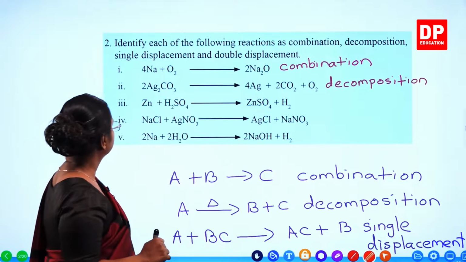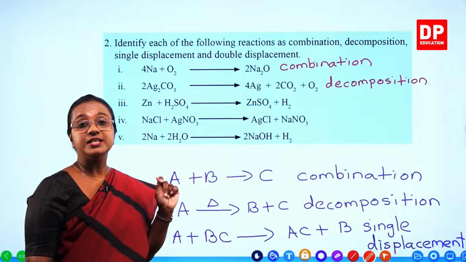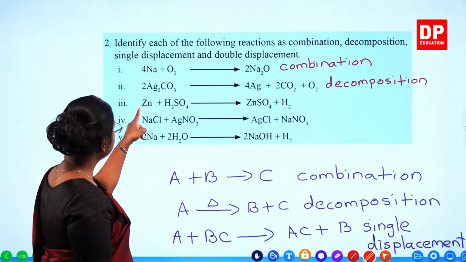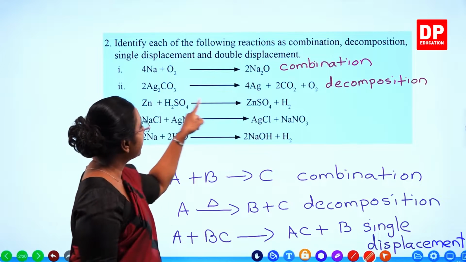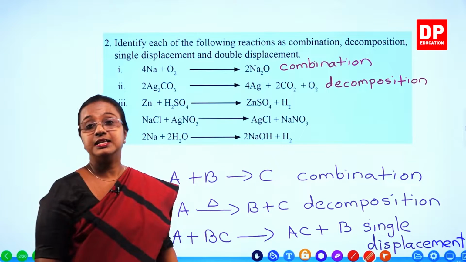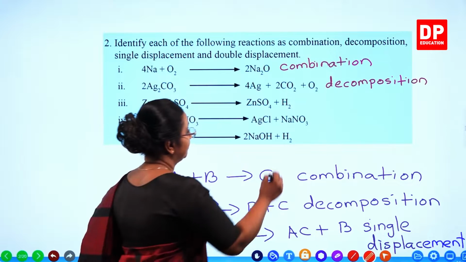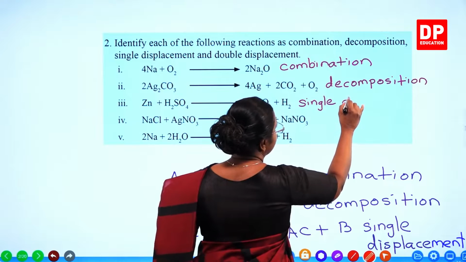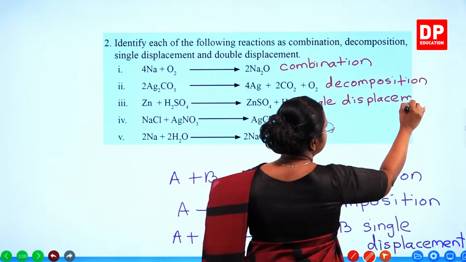Then the third one, zinc and sulfuric acid giving rise to zinc sulfate and H2 gas. So here you can see zinc has displaced hydrogen. That is why zinc combines with sulfate, you get zinc sulfate. Hydrogen has been displaced. So there is only one displacement, single displacement. This is single displacement.